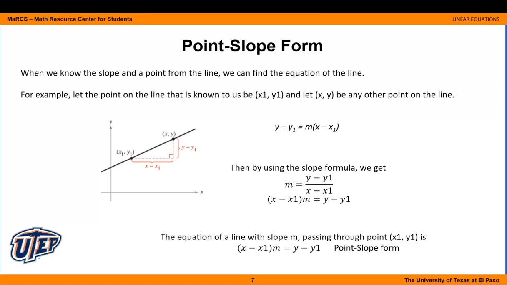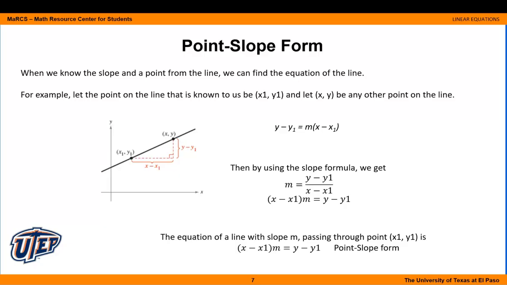Now we're going to introduce a very important formula, the point-slope formula. This is what we use when we know the slope and 1 point on the line. The formula is y - y1 = m(x - x1).